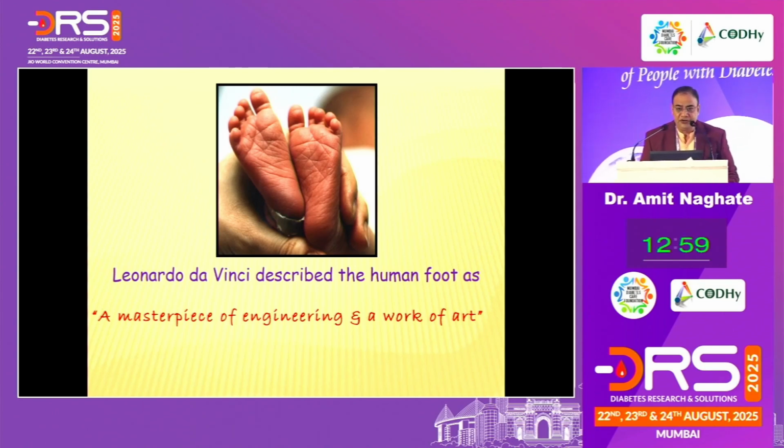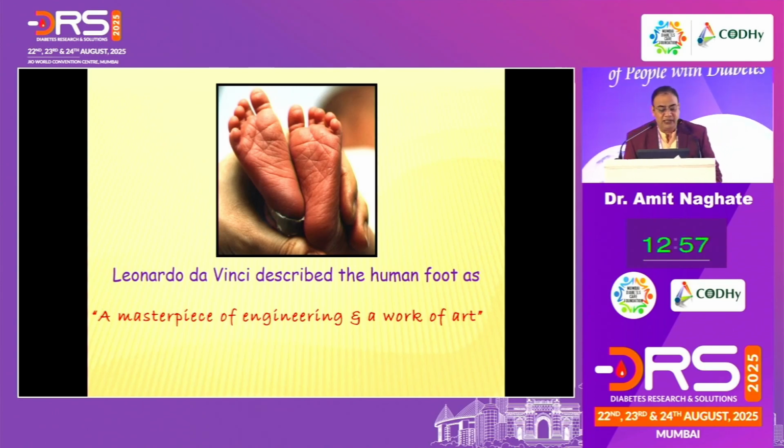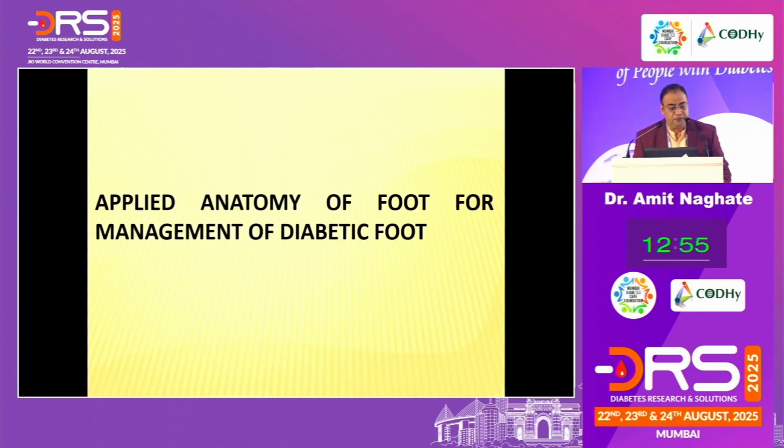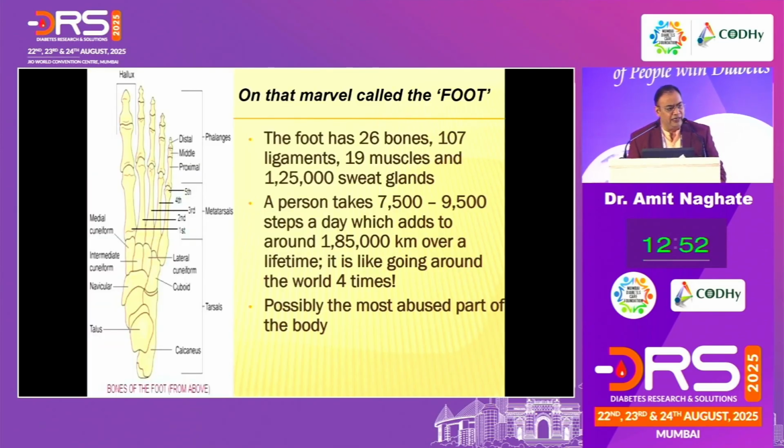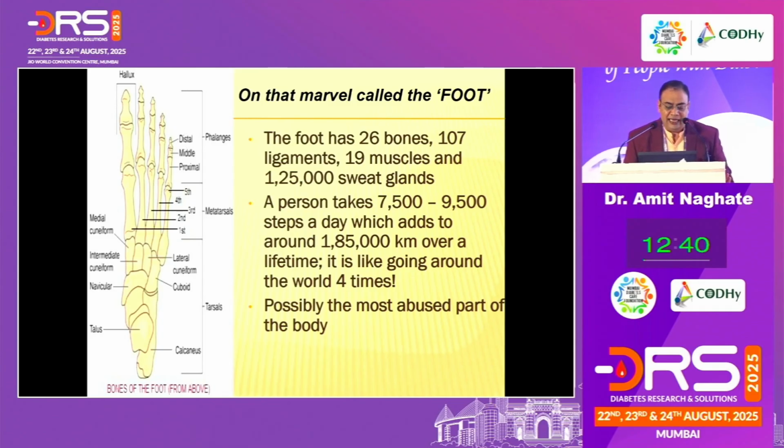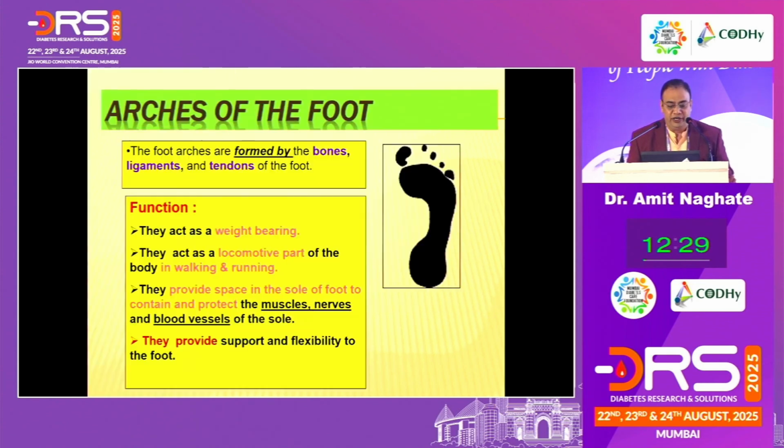Leonardo da Vinci described the human foot as a masterpiece of engineering and a work of art. We have 26 bones in the foot, 107 ligaments, 19 muscles, and 125 sweat glands. If a person walks around 7,500 to 9,500 steps per day, it is roughly 185,000 kilometers in his lifetime, which is going around the world 4 times. So this is the most abused organ of the body, and we don't care for it.